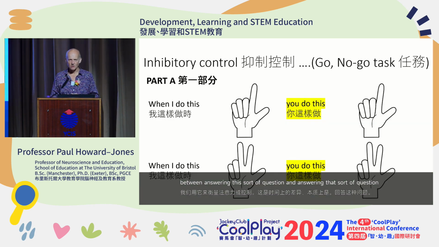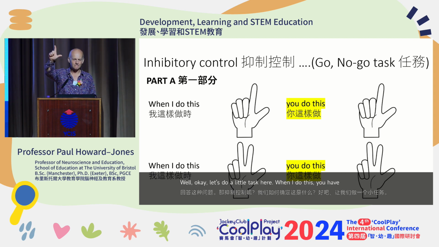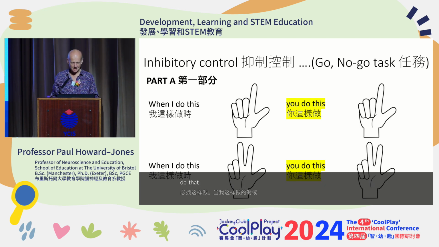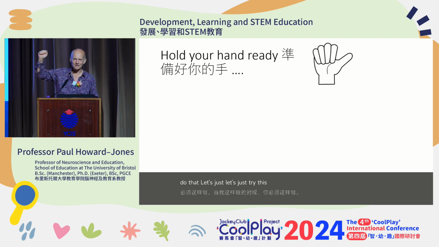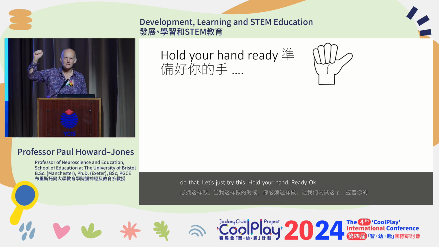What about inhibitory control? How do we determine what this is? Well, okay, let's do a little task here. When I do this, you have to do that. When I do this, you have to do that. Let's just try this. Hold your hand ready. Okay?